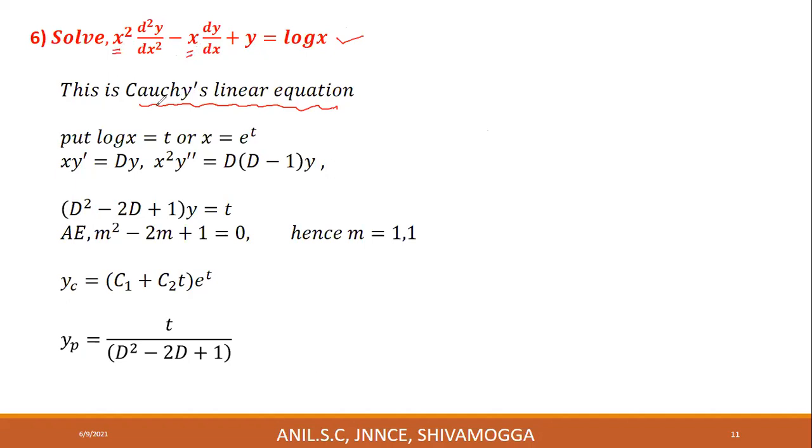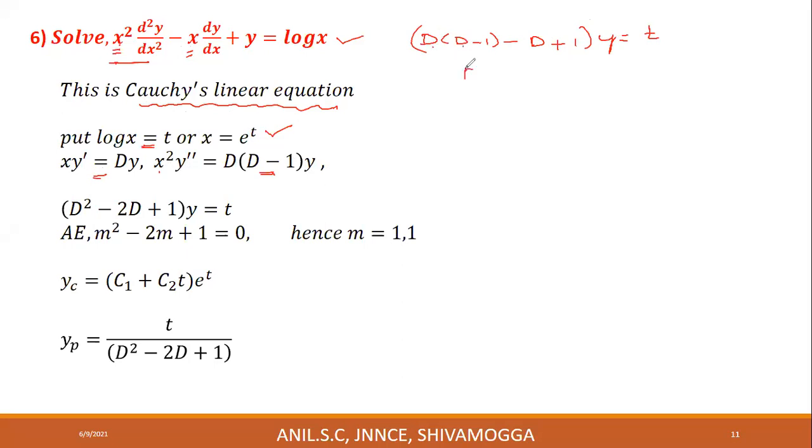Cauchy's and linear. So take the same substitution. Put log x is equal to t or x is equal to e power t. Then x into y dash is dy. X square into y double dash is d into d minus 1 y. Substitute. X square into y double dash is d into d minus 1, minus x into y dash is d into y, plus 1 into y is equal to log x. Log x is equal to t.